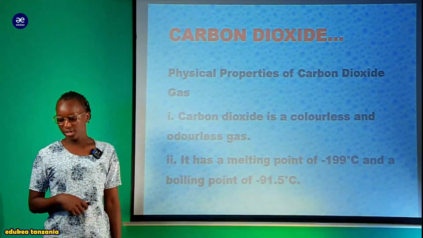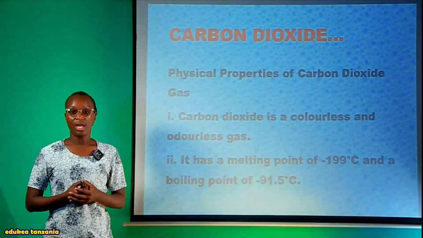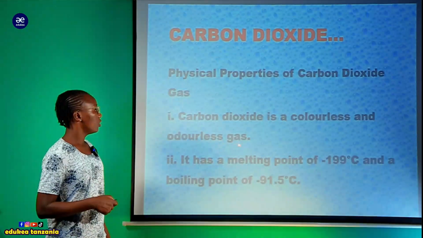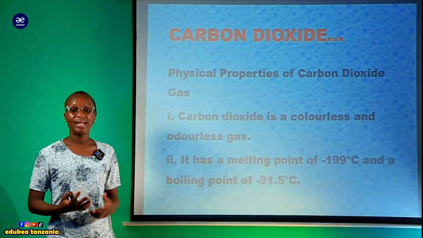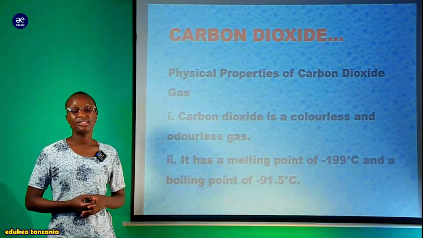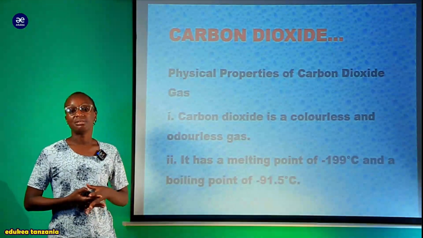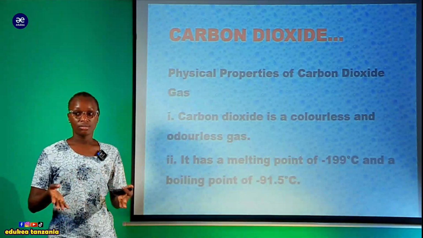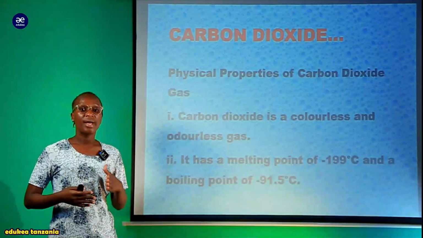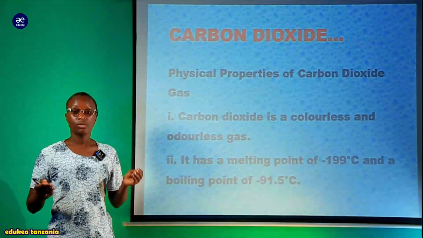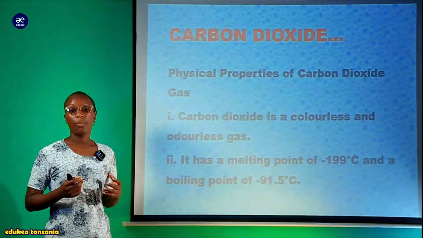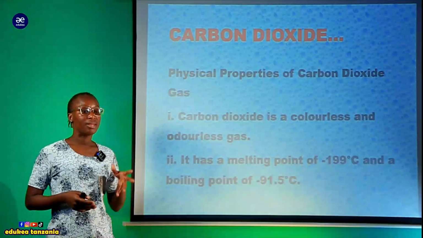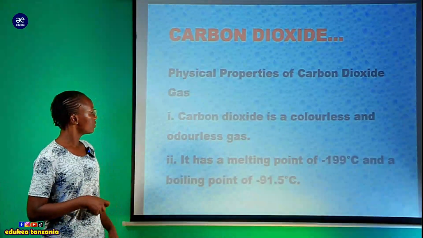Now let us look at the physical properties of carbon dioxide gas. Carbon dioxide is a colorless and odorless gas. When you talk about colorless, it means that we can't observe any color. Maybe it is green, yellow, red, blue in color and so forth. So when we say this is colorless, it is a physical property: we cannot detect what color it is. So this is the physical property.